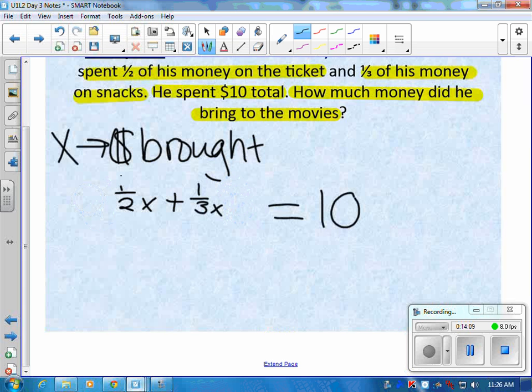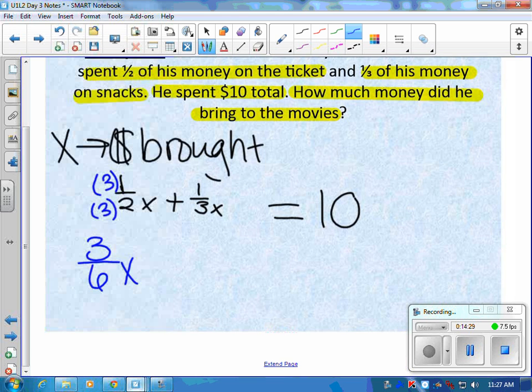6. So what do I have to multiply 2 by to get to 6? 3. Where else do I need to multiply by 3? In the top. What do I do to the bottom? I got to do the top of my fraction. So I multiply the first one by 3 over 3. So I have 3 over 6x. What do I multiply the second one by? 2.